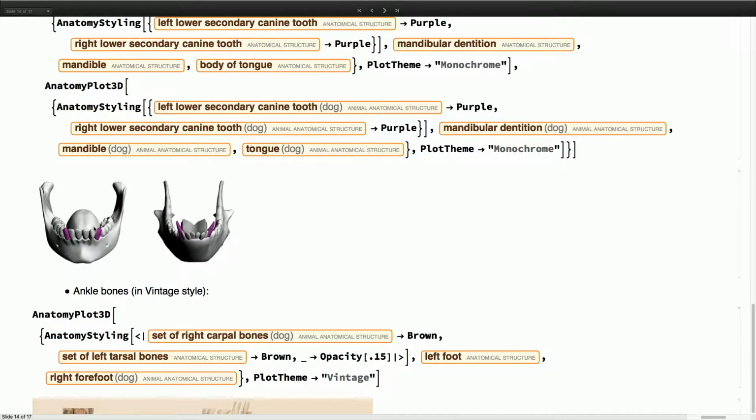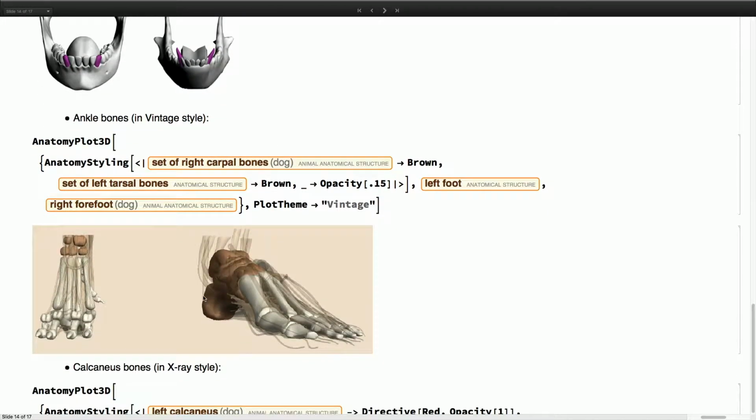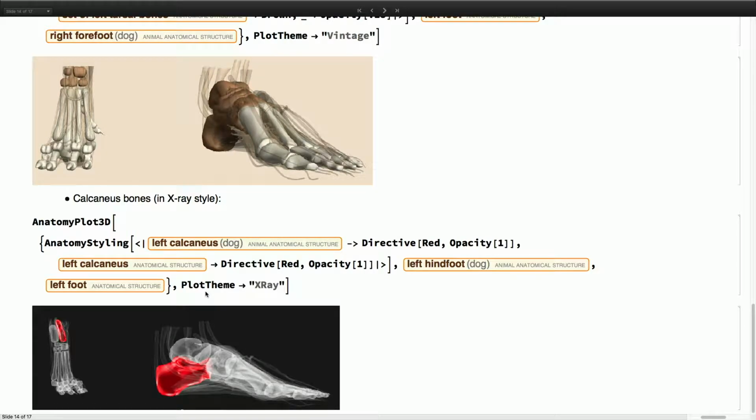And these are the mandibular teeth, lower teeth, where canine teeth are highlighted in purple. And as the name stands, canine teeth in dogs are distinctive structures. And here are ankle bones in vintage style and X-ray style, where the largest calcaneus bone is highlighted in red.